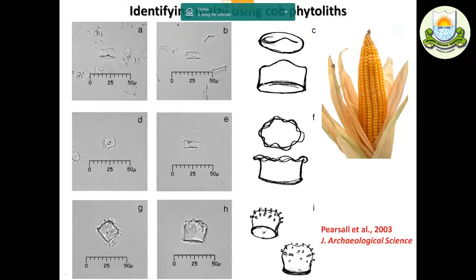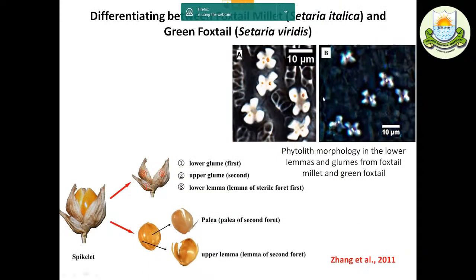And this type of half decorated rondels are the dominant character of the ancestors of the domesticated maize. So like this, we can also identify when maize cultivation started in the neotropics. And another important crop is Setaria italica, or foxtail millet, which is found in Eurasia, and it has originated in Eurasia.